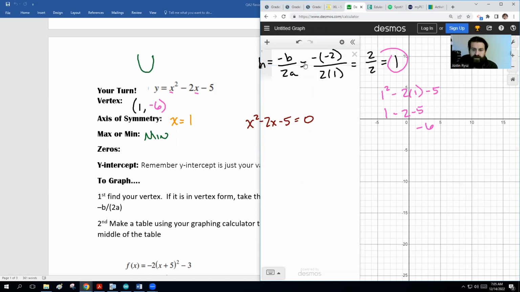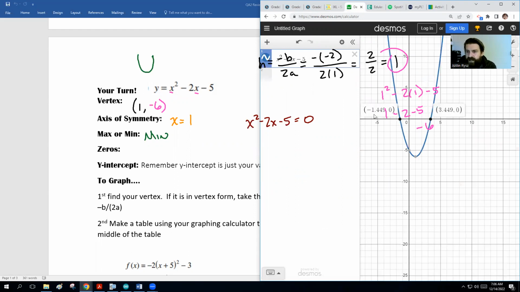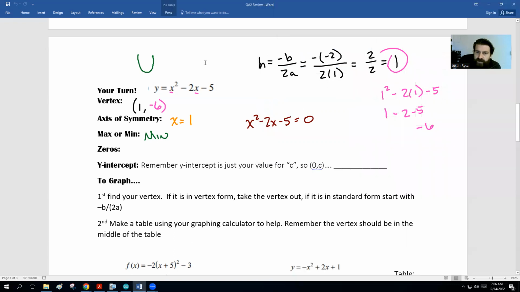All right, so we'll type the equation in, x squared minus 2x minus 5. All right, we can just click on the points. We have that. So negative 4.45 and 3.45 would be our zeros. If we wanted to, we could use the quadratic formula to do that. So the zeros are negative 1.45, and then the other one was at 3.45.